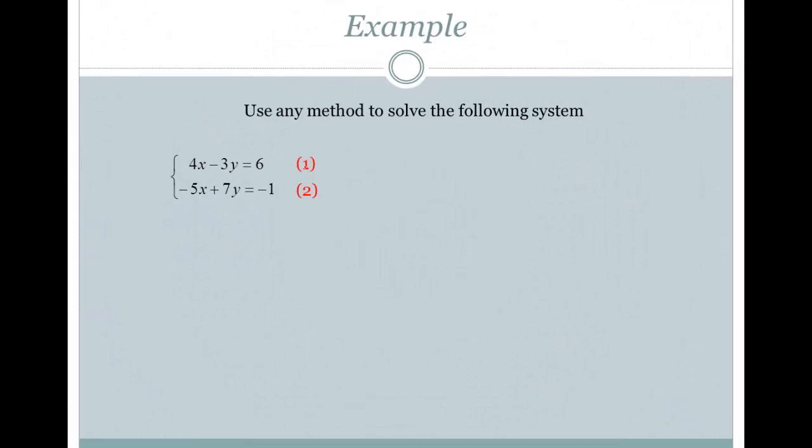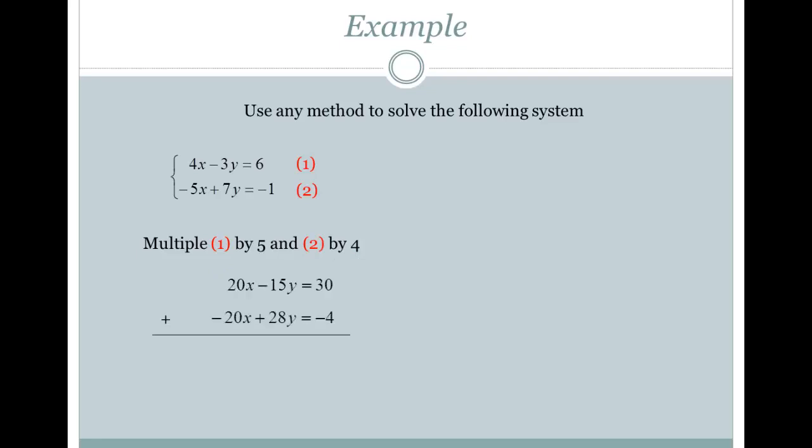This is a system right here. 4x minus 3y is equal to 6. Minus 5x plus 7y is equal to -1. Looking at this one, substitution would be more difficult here. So what I'm going to do is I'm going to use elimination. I already have opposite signs on my x's. I'm going to multiply the top one by 5, the bottom one by 4. Okay, so multiply 1 by 5 and 2 by 4.